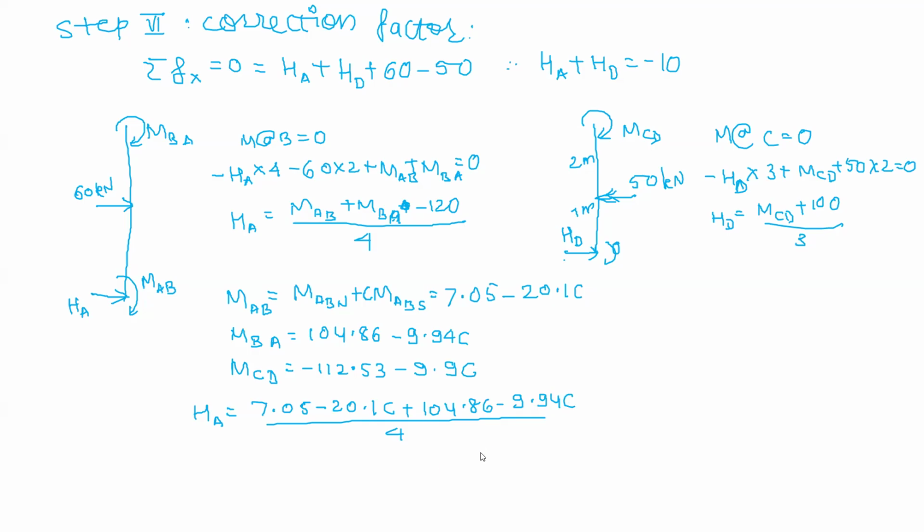Then we can find the value of HD. We have MCD, minus 112.53 minus 9.9 C, plus 100, and divided by 3. Now you have to substitute these values of HA and HD in this equation, and then from this you will get the value of C.